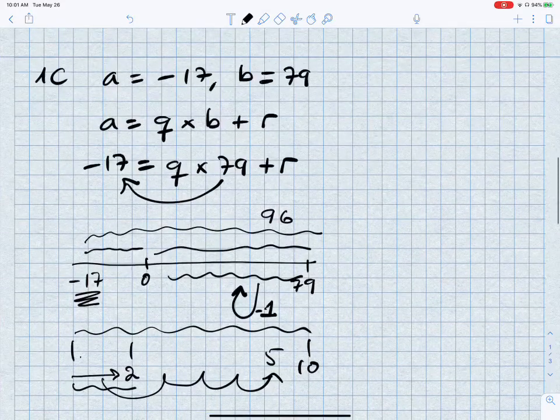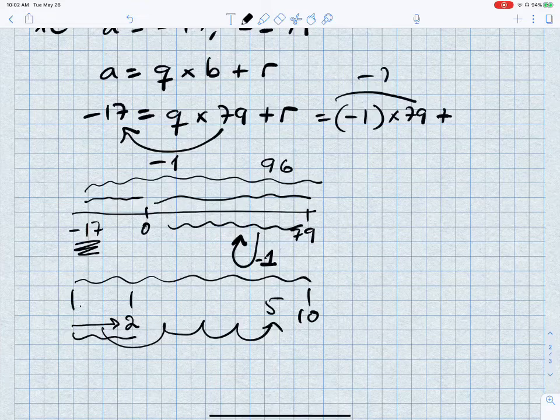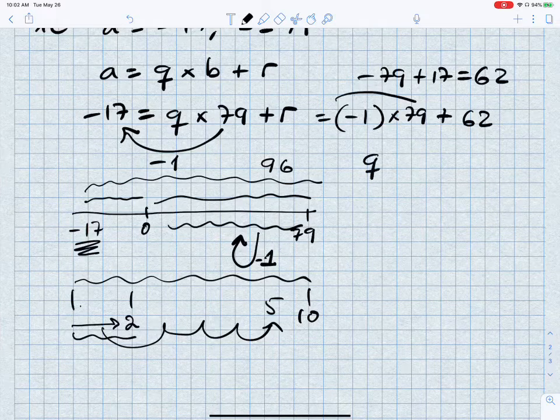So we have that 79 goes into minus 17 minus 1 time. So we have that minus 1 times 79, that's minus 79. And to reach minus 17, we would need to add 17. That would give you 62. So we have that the quotient is minus 1 and that the remainder is 62.